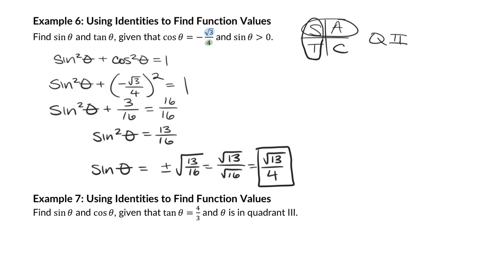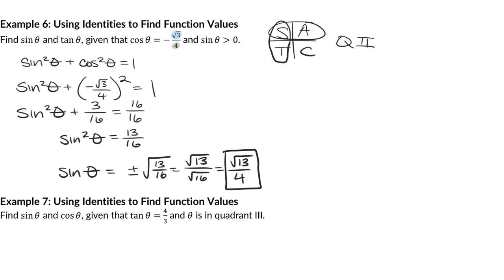We're halfway there because we did the first part. We found the sine of theta. What else do we need to find? Tangent. Good thing that there's a relationship between tangent, cosine, and sine. Because we now know the value of cosine, we know the value of sine. What's the relationship between tangent and sine and cosine? Look right above this, the box right above. It's sine over cosine. So I can substitute the values of sine, which is square root 13 over 4, and cosine, which is negative square root 3 over 4.